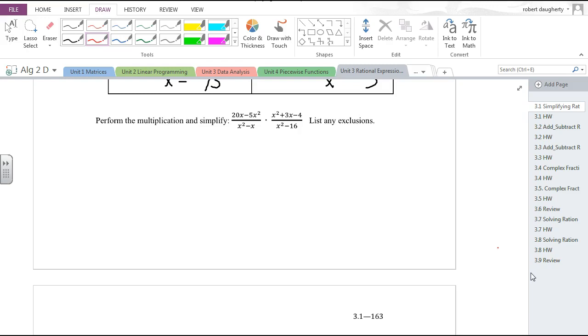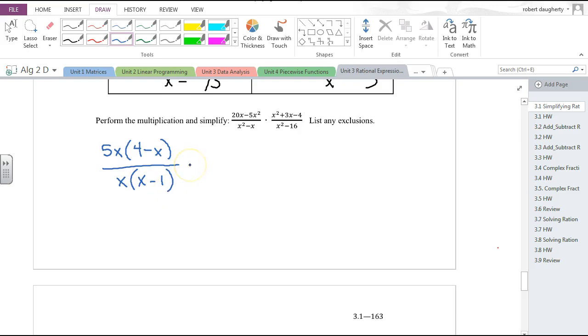So look at the first numerator. What can be factored there in the first one? 5x, right? So this is 5x times what? 4 minus x, right? Everyone see that? Okay. What about in the denominator? This is what? x times x minus 1.